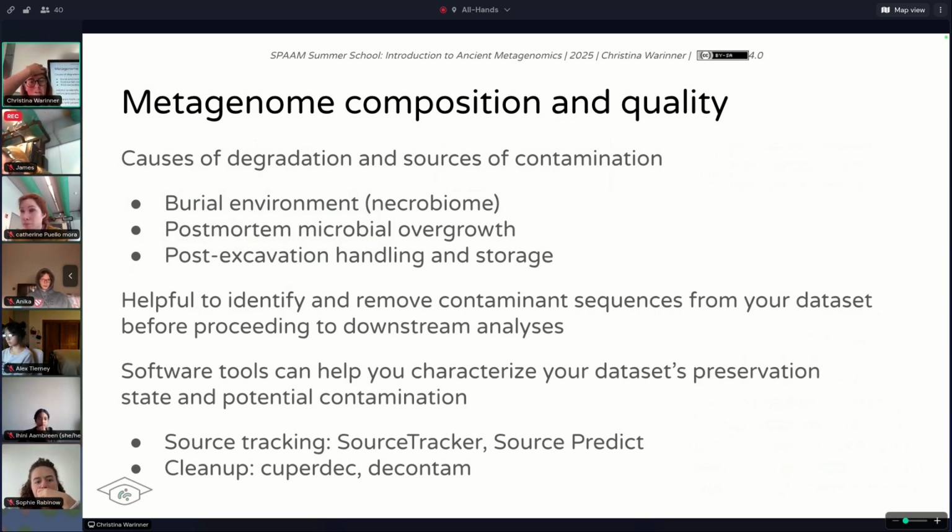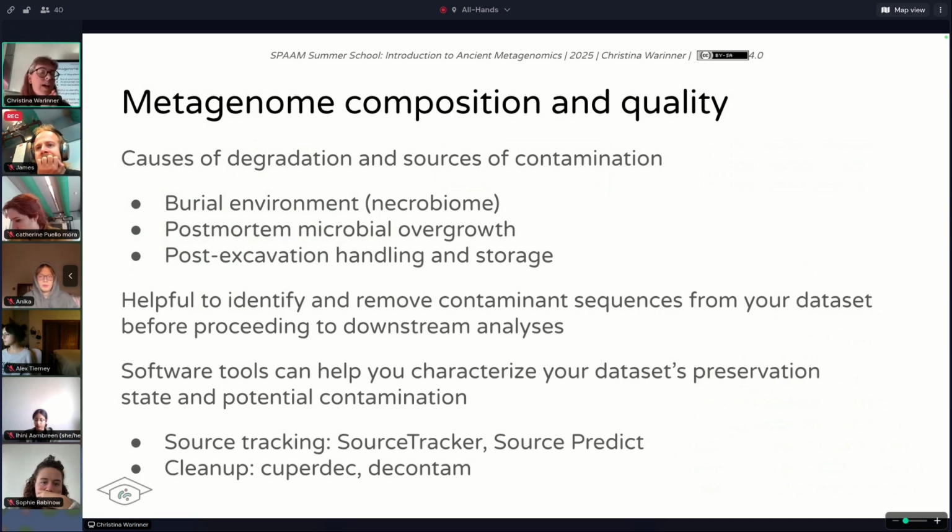So what you want to do, though, is you want to try to remove as much of this as possible before you do your analyses. Otherwise, your analysis is mostly going to reflect these post-mortem exogenous bacteria and handling history, and not the original microbial community that you're interested in analyzing. And so there's a number of different techniques and tools that can help you characterize your data set's preservation state and potential contamination sources. We're going to talk about two processes that we use to clean up these data sets.